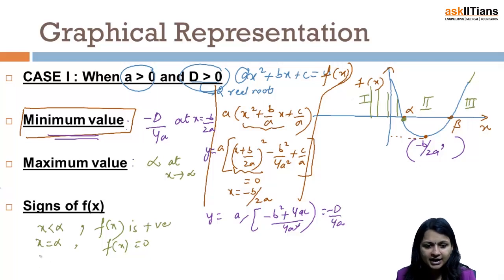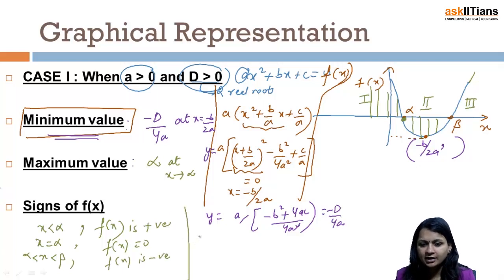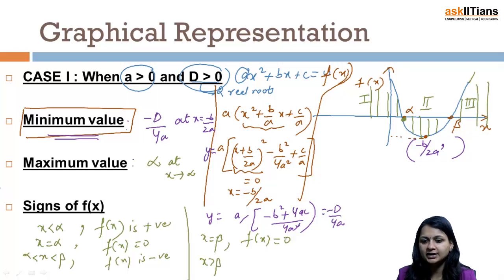When I have x lying between alpha and beta, you can see what the f(x) value is. It is downwards, negative. So f(x) is always negative. Then I will have a case wherein x is equal to beta, again f(x) would be 0. And finally when x is greater than beta, you can check over here, it is again always positive. So f(x) is positive.